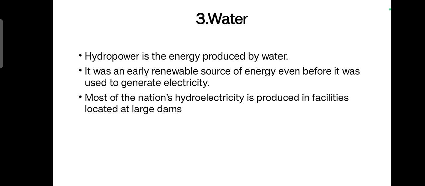Next, water. Hydropower is the energy produced by water. It was an easily renewable resource of energy even before it was used to generate electricity. Most of the nation's hydroelectricity is produced in facilities located at larger dams.